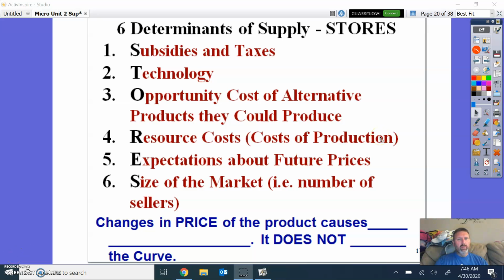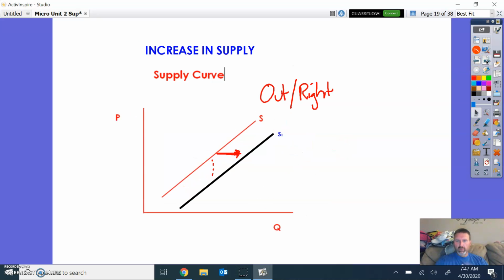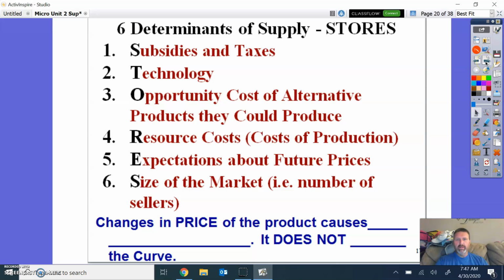Shifters, or determinants, that move the supply curve. Yesterday we talked about how the curve moves in, or left, or out and right. So what we want to discuss here is what makes the curve move. And the acronym that will help you is STORES.